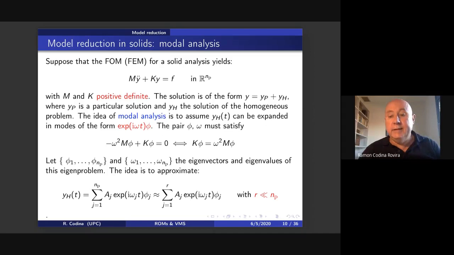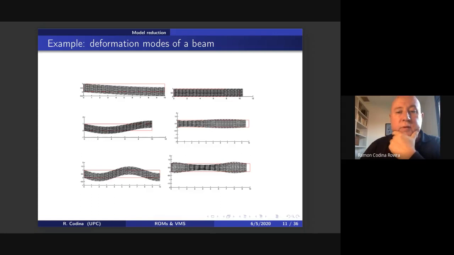I have now an example of this. We are doing with a colleague a work on model reduction for incompressible solids, and I have an example of the modes that he obtained. He's a colleague from Turkey, that he obtained for a simple beam problem. In the case of a simple beam, so this is a clamped beam, clamped at the left edge.